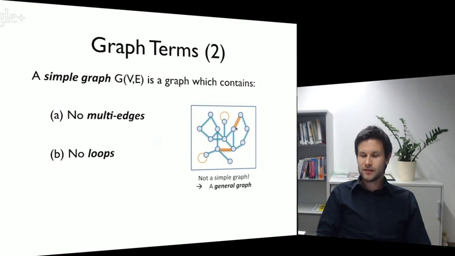So a multi-edge in this tiny sketch representation that we see here would be 2 nodes that are connected by two edges. And if there is a multi-edge, then it's not a simple graph anymore, but it's a general graph. And the same holds for loops. If there is a loop in the network, then it's not a simple graph anymore, but a general graph.